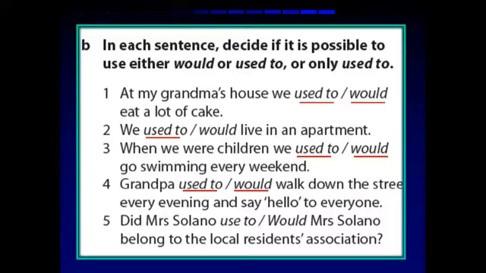Did Mrs. Solano used to or would belong to the local residents association? Did Mrs. Solano use, and take care of use here, because we started with did at the beginning of this question, so we can't use used.